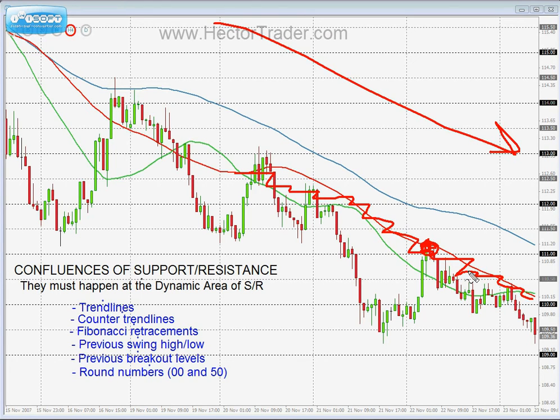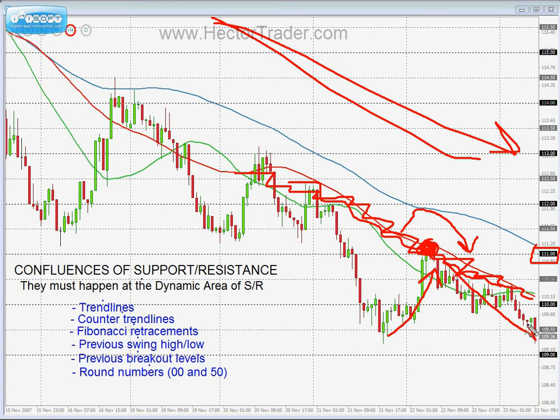What does it mean? It means that any pullback towards the 11100 will make me want to pay attention to this trade, because if price rebounds off that area of confluence of resistance in a downtrend within the dynamic area of support and resistance, this is a very high probability chance that I am going to score some profits.